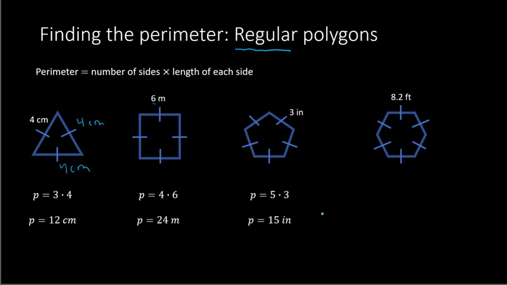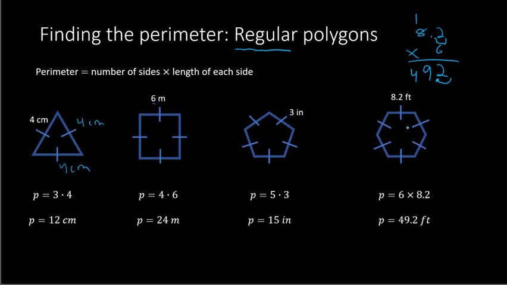One more. What if we had 6 sides, and each side is 8.2 feet? Well, we have 6 times 8.2, and when you do this, you have 8.2 times 6, so you do 6 times 2 to get 12. You take the 2, carry the 1. 6 times 8 plus 1 gives you 49. And our decimal point goes over one place because there's one digit after our decimal point. So the solution is going to be 49.2 feet.